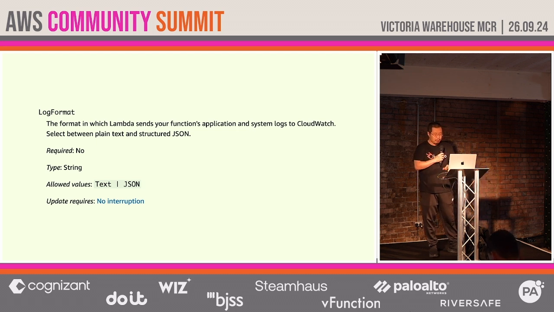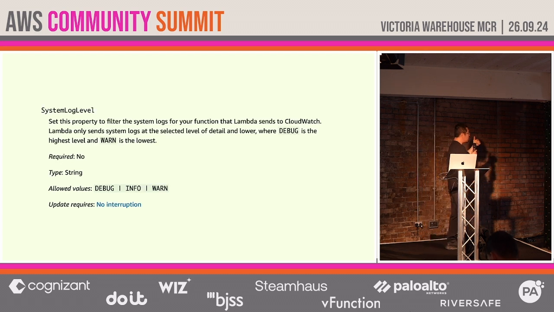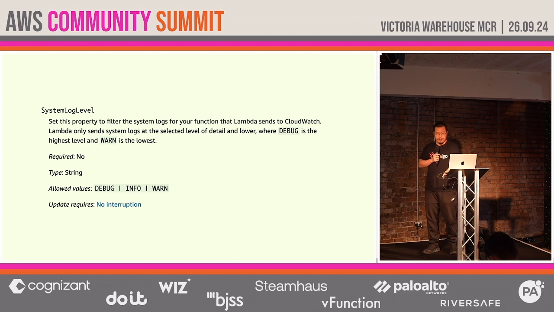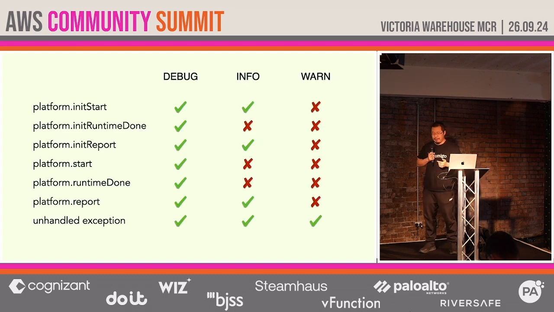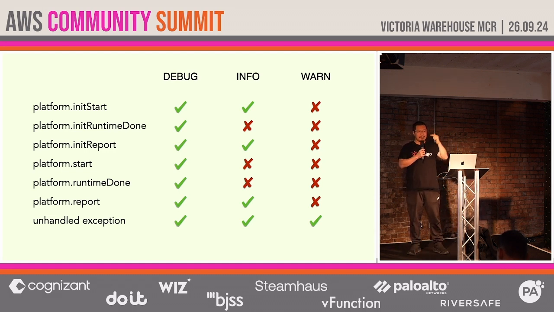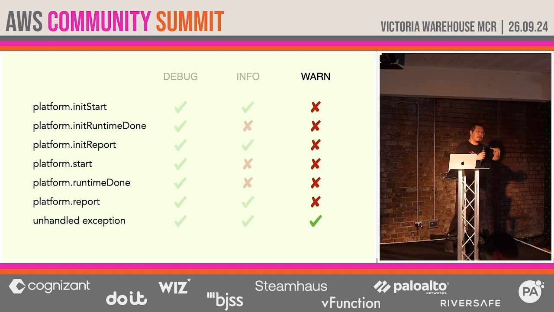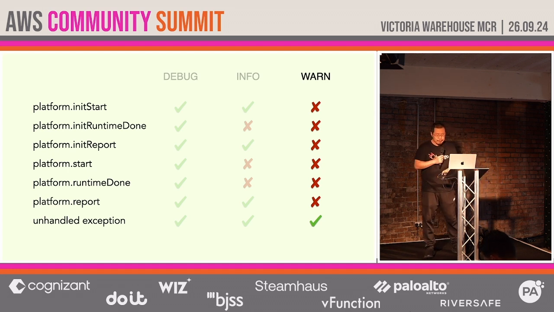But what's important here with regards to the system messages is that once you set this log format to JSON, you can then also use another property called the system log level to say what to do with those system messages that Lambda outputs for every single invocation. This is not in the official documentation, so I did some tests myself to figure out which messages are reported at which system log level. If you want everything, just leave it at debug. But if you just want to see whenever there's an unhandled exception, you want to see the error in the CloudWatch logs, then you can set it to warn, in which case all the start and report messages will no longer be recorded to CloudWatch.